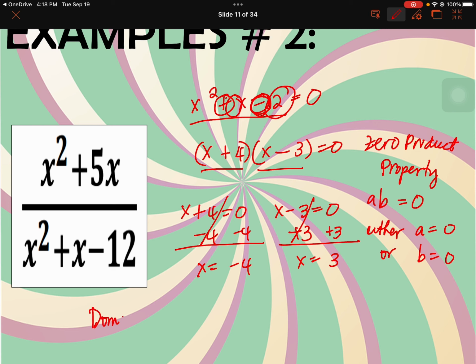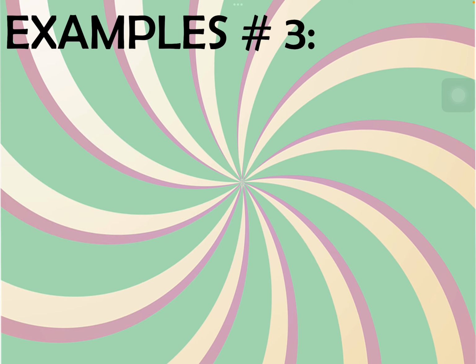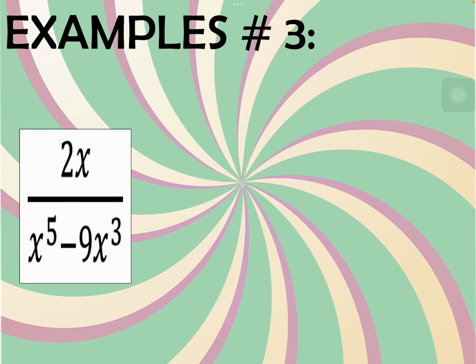So, when you're going to write the domain, what are we going to write? It's all real numbers except the two values that we found, negative 4 and positive 3. Okay? So, ganun lang po siya mga anak. Wala namang kahirap-hirap, di ba? It's easy. Okay, next. So, what if we have this?